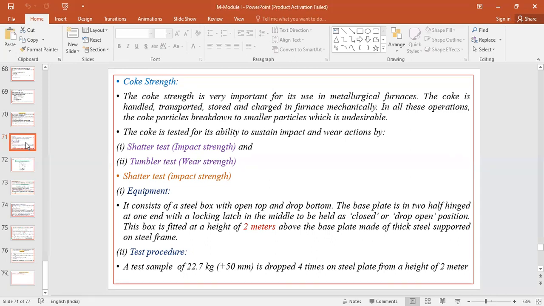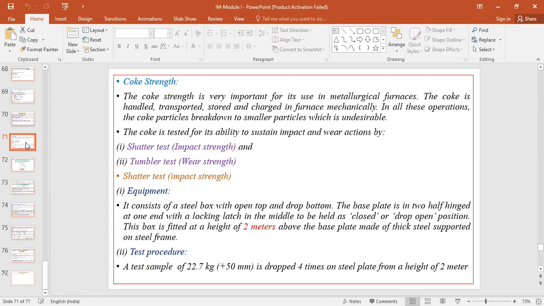So when it is under motion, all these raw materials will mix together, and certainly abrasion may take place between the particles, which may lead to generation of fines. To evaluate impact strength and abrasion resistance of the coke, we are going to perform the shatter test, which will give an idea about the impact strength of coke.